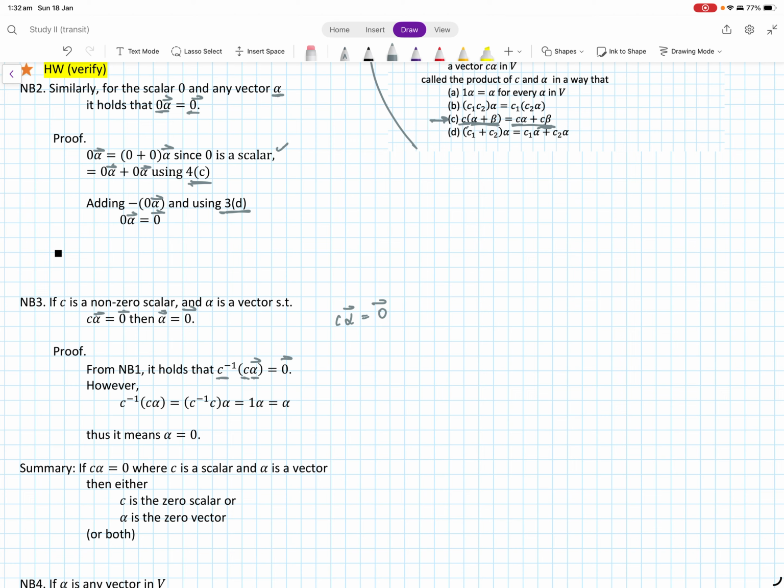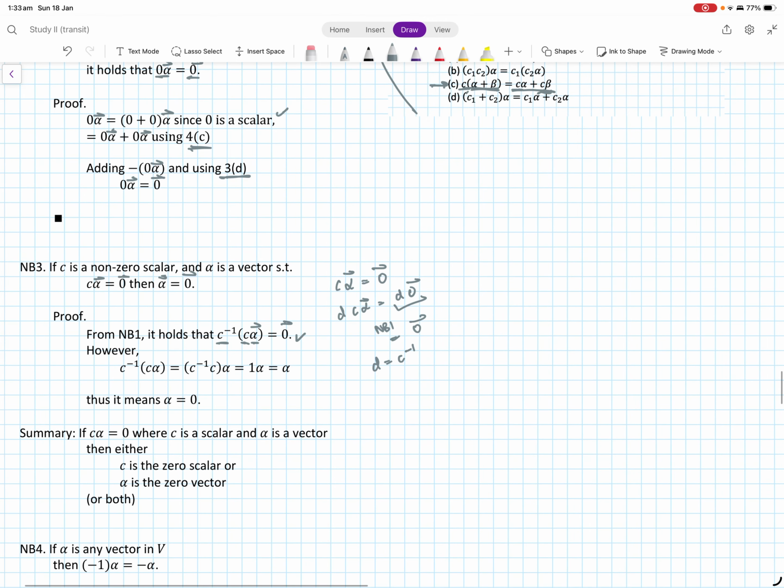Right, so if this is the case, then we know that if you multiply by some other scalar, say d, then this would be d times 0. And here, this is where we used NB1, that d times the 0 vector is still the 0 vector, and we take d to be c inverse. That's what we're doing. So that's how you get the statement.